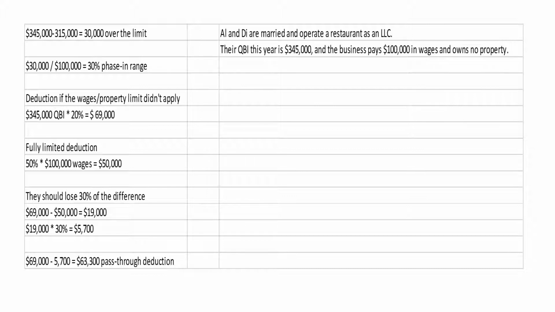So they should lose 30% of the difference between the full deduction of $69,000 and the fully limited deduction of $50,000. The difference amounts to $5,700. So if you look at the calculation, you subtract $50,000 from $69,000 and then multiply that by the 30% phase-in percentage, and you will come up with $5,700. Thus, they should lose $5,700 from the full $69,000 deduction. So L and I can take a $63,300 pass-through deduction on their return.